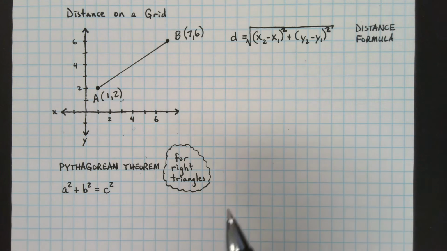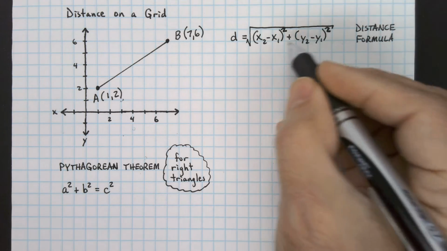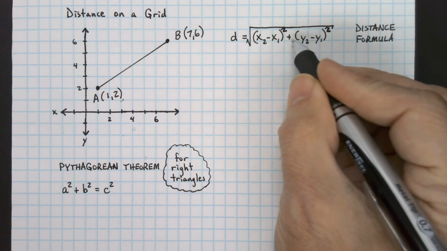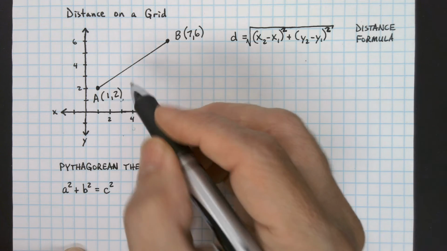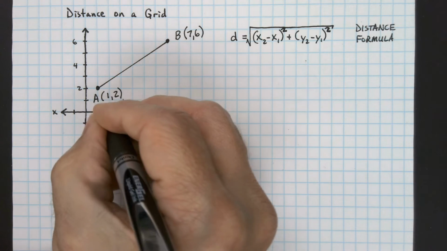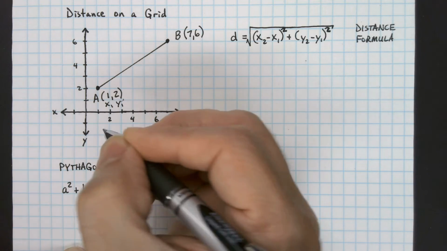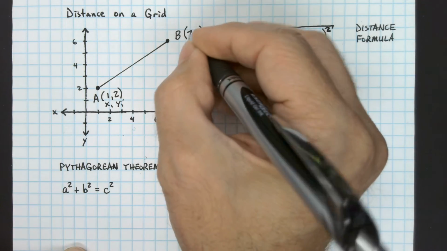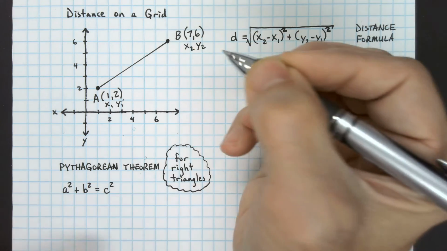If you need to find the distance between 2 points on a grid, there's two ways that we can do it. The first way is to use what's called the distance formula, and it has a reference to the coordinates of the points. Our 2 points here are A and B. A is at (1, 2), which I'll call my first point, so this is x1 and y1. And B is at (7, 6), which is my second point, so I'll call that x2 and y2.